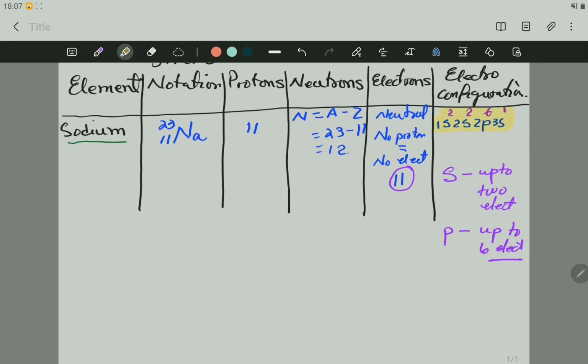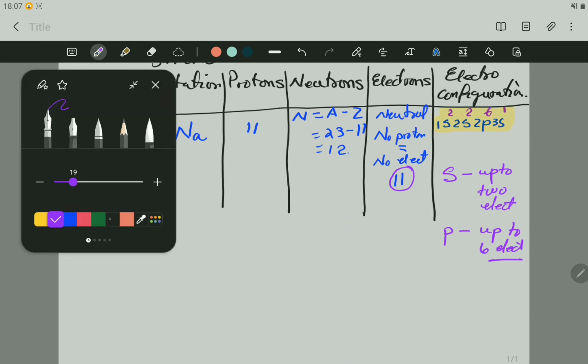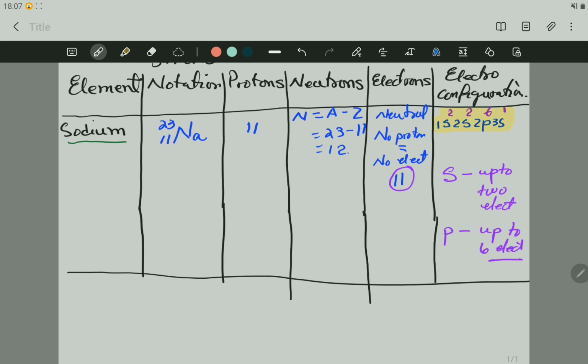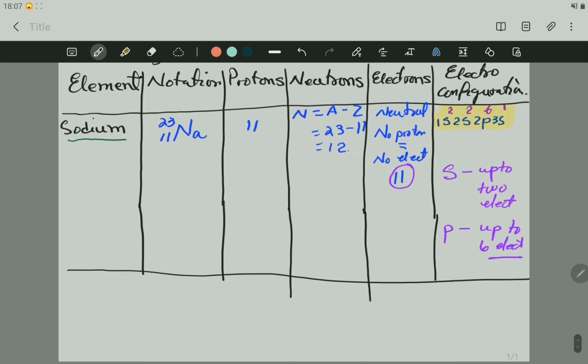Okay? Let's go to the next element. Let's go to see the next element we are going to do. And this time it's going to be an ion. Alright, so we're going to be looking now at magnesium ion.